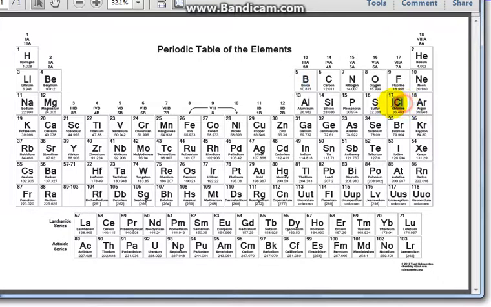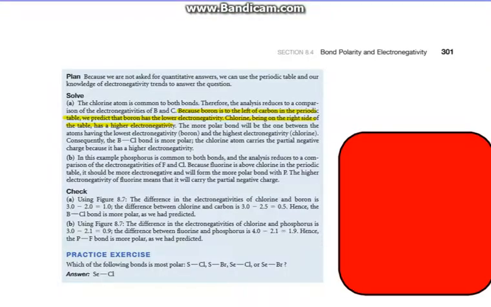Both molecules have Cl in them, so I'm going to take this number subtract this, or this number subtract this. Since I know B is the smaller number, I'm going to get a larger difference between boron and chlorine compared to carbon and chlorine. That's quite simply what you can do there, and that's what's mentioned on the next page. Because boron is to the left of carbon in the periodic table, we predict that boron will have the lower electronegativity value, and chlorine being to the right, and the same atom in each of those bonds, has a higher electronegativity, so we'll get the larger difference there.